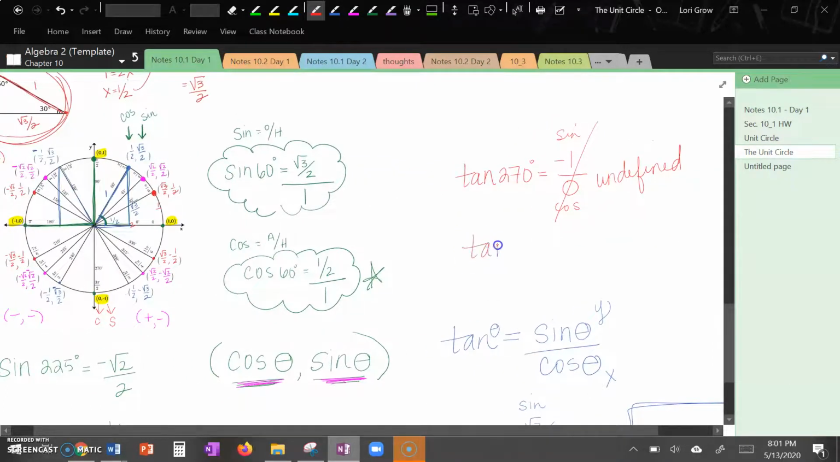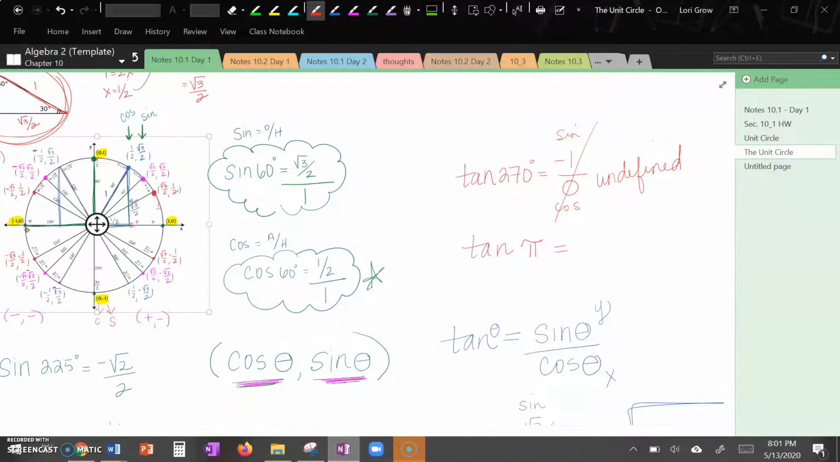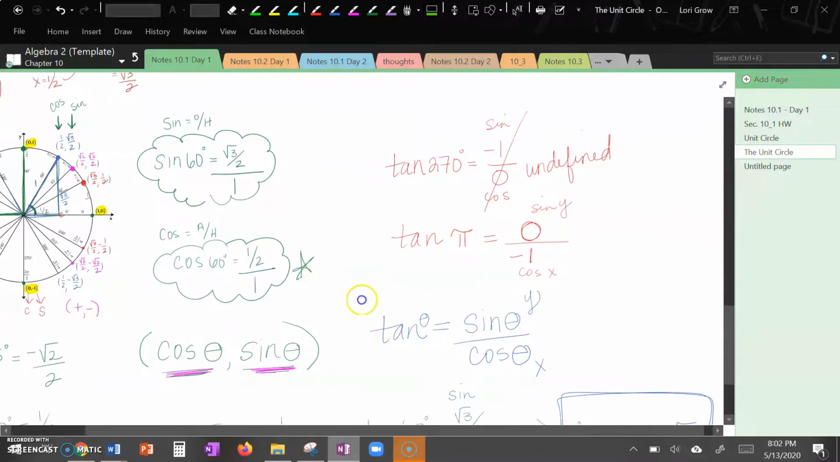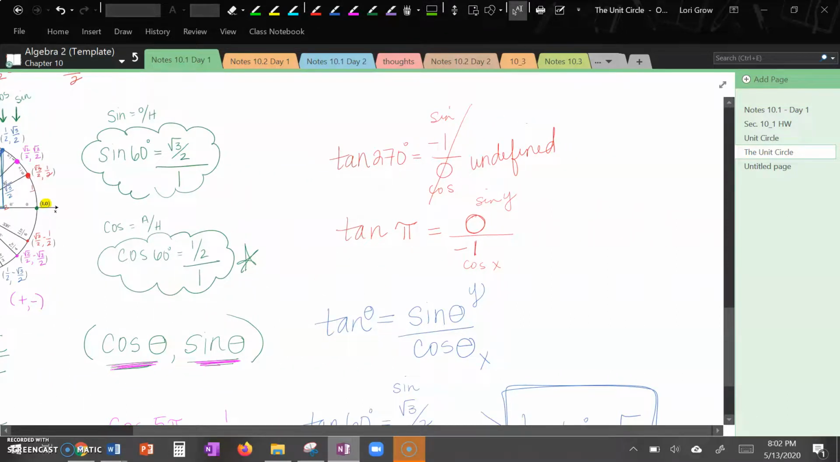They're not always undefined, though. For instance, if I were to ask you, what is the tangent of pi? The tangent of pi is over here. The coordinates are -1, 0. The sine goes in the numerator. The sine is 0, because that's the y value, right? The sine is the y. The cosine is the x value. That goes in the denominator, and that's -1. And 0 divided by -1, that's okay. That's just 0. So the tangent of pi is 0.